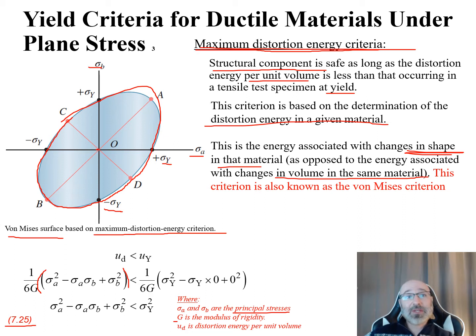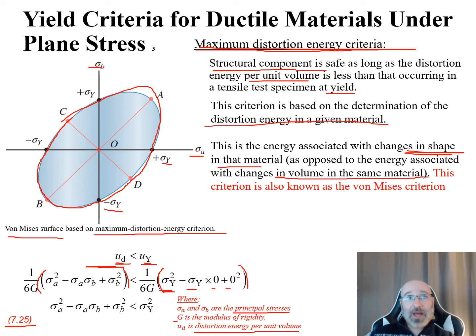And this needs to be less than, that's our u sub d, this needs to be less than our u sub y, which is defined as 1 over 6G times our sigma y, there's our yield, squared, minus sigma y times 0 plus 0 squared. So again, our u sub d right here is that distortion energy per unit volume.